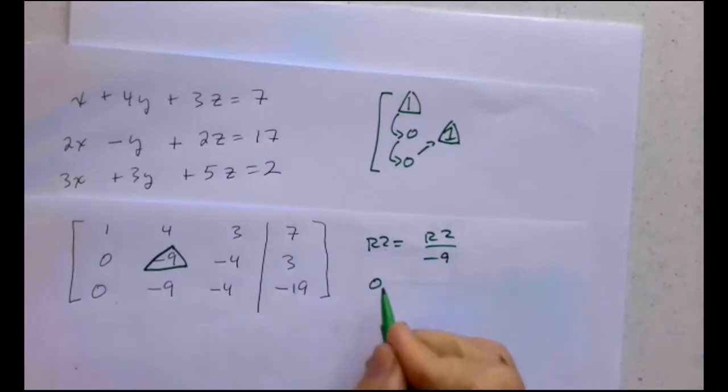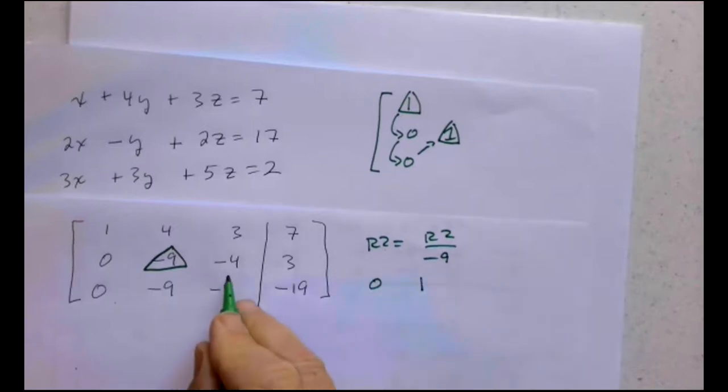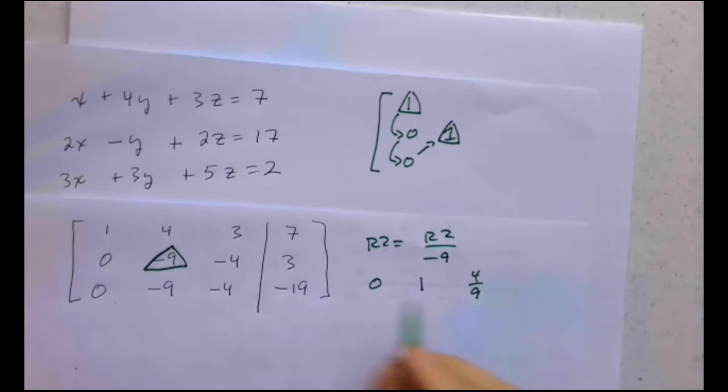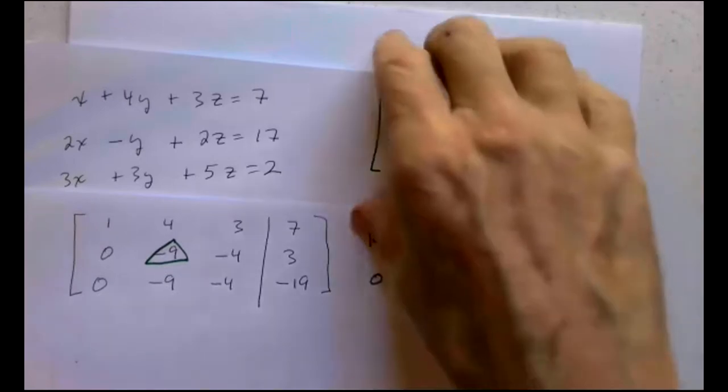0 divided by -9 is 0. -9 divided by -9 is 1. -4 divided by -9 is 4/9. 3 divided by -9 is -3/9, or -1/3. So yes, I'm sad to say this strategy does require us to work with fractions. That now is my new row 2.